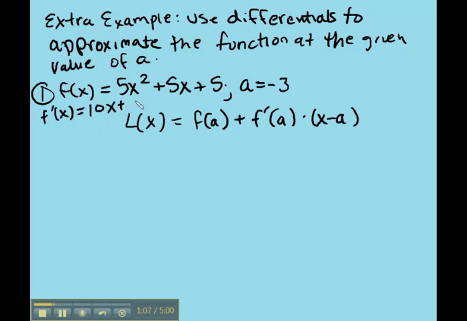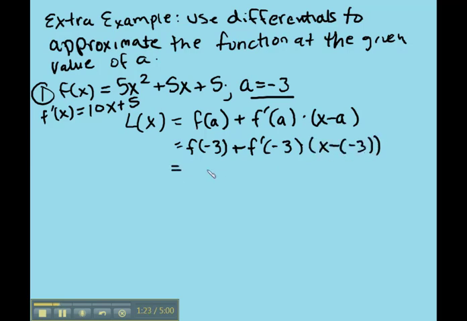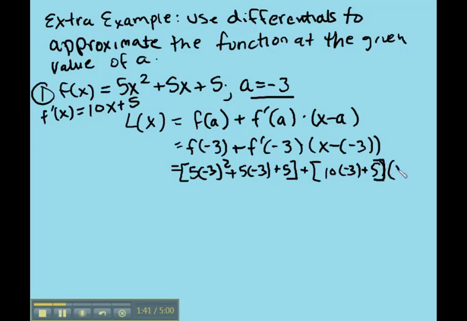In this case, it's just 10x plus 5, alright? So we need f of negative 3, because a was negative 3, plus f prime of negative 3 times x minus negative 3. Alright, so f of negative 3 is actually 5 times negative 3 squared plus 5 times negative 3 plus 5, and then f prime of negative 3 is actually 10 times negative 3 plus 5, and then we have times x plus 3 here. So let's just simplify this.